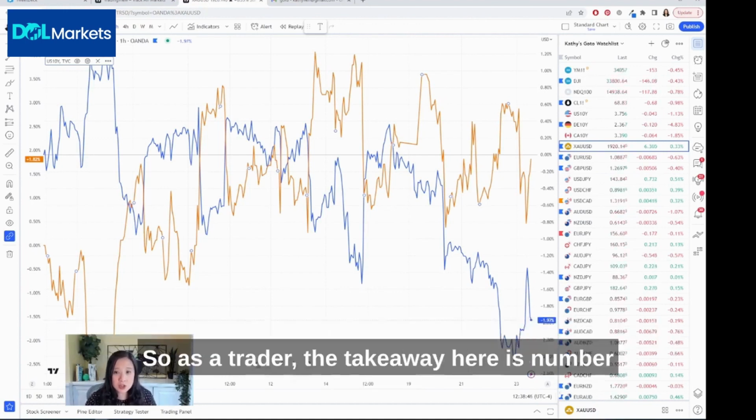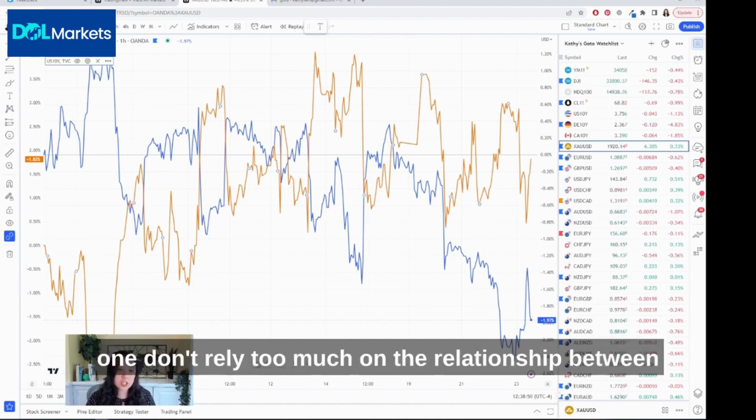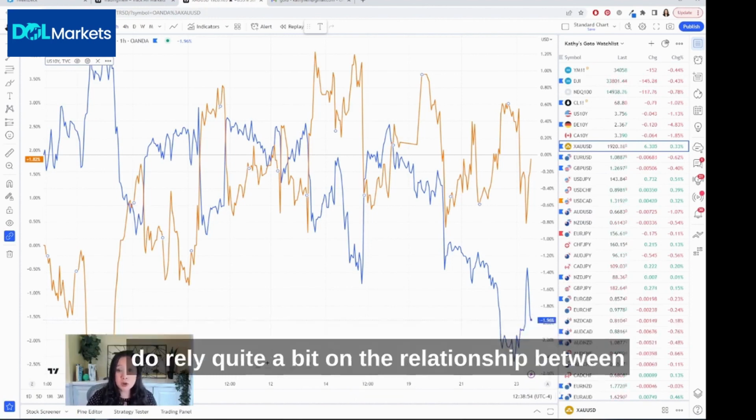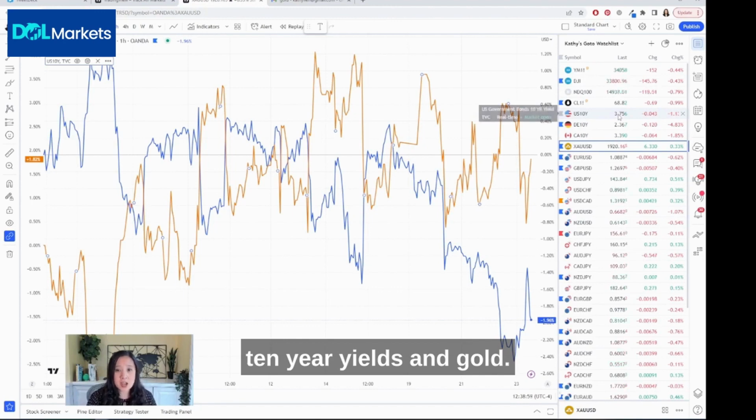So as a trader, the takeaway here is, number one, don't rely too much on the relationship between stocks and gold because it's a complicated relationship. But do rely quite a bit on the relationship between 10-year yields and gold.